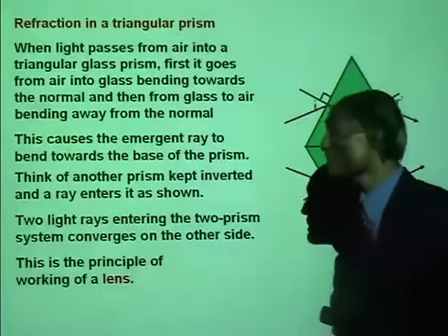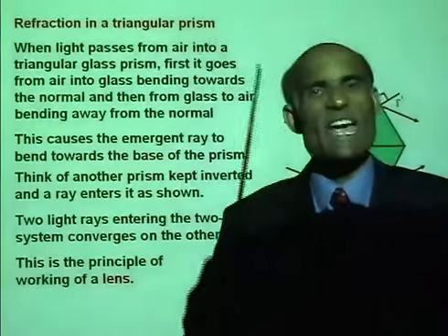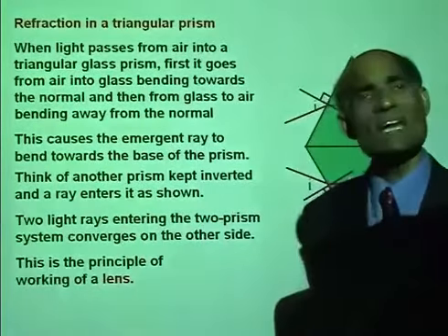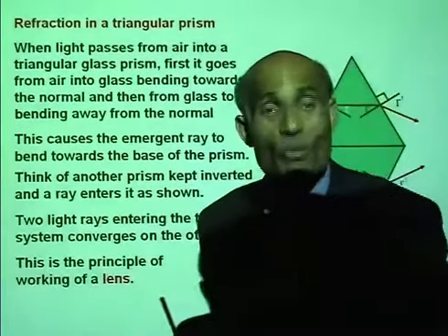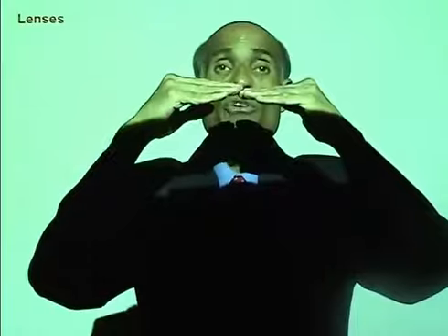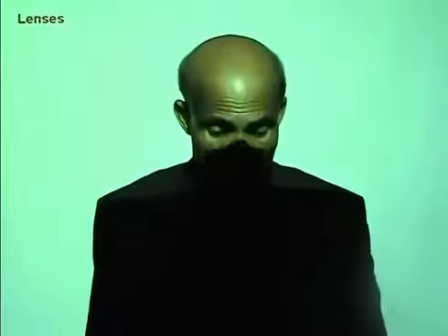Now this is the principle of working of a lens. Have you seen a lens? If you wear glasses, you are actually wearing a lens. Alright, let's now talk about lenses. Now you know what a lens actually is. A lens can be made by putting two prisms together. If you have two prisms, put one base down and the other base up. That combination will be a lens.